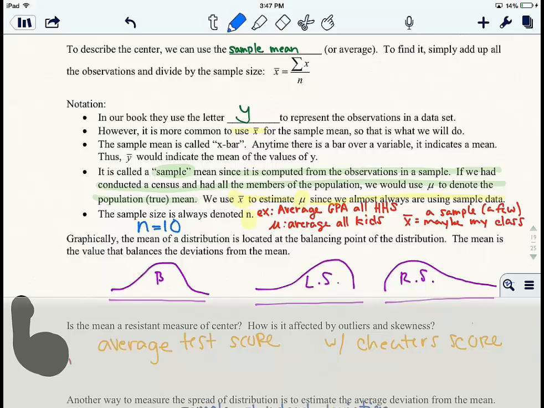Here's another example. Maybe we were looking to find the average GPA of all Hillcrest High School students. I could get on Skyward and try to look all of that up, and it would be a huge pain. If I was able to, I would use mu to represent that average. Maybe it's 2.7. But much easier for me would be to take a sample of a few students, maybe just a few kids in some of my classes. So then I would use X bar. But I would need to be careful to make sure that the sample that I took was representative of the whole population, and we'll talk about that later.